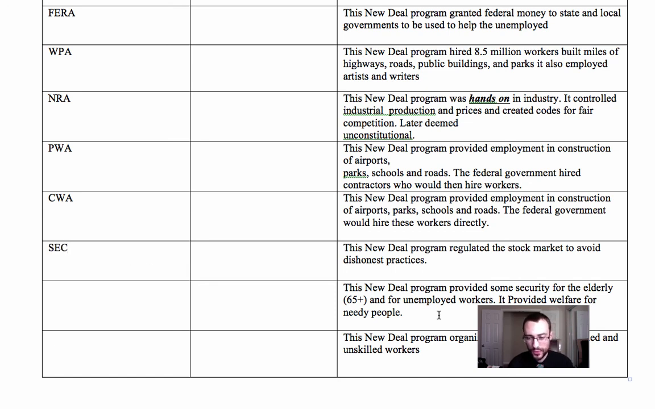This New Deal program provided some security for the elderly. It also provided welfare for those that are in need. This is the Social Security Act. And the last one, this New Deal program organized industrial unions, skilled and unskilled workers. This is the CIO. This one's not going to find its way onto the test, but you may want to know this. Perhaps it may be like an extra credit question or something.